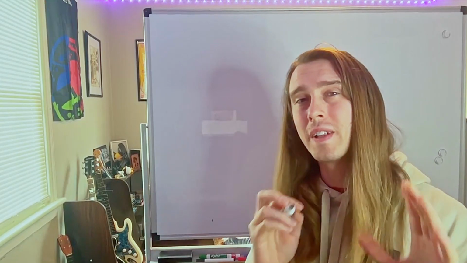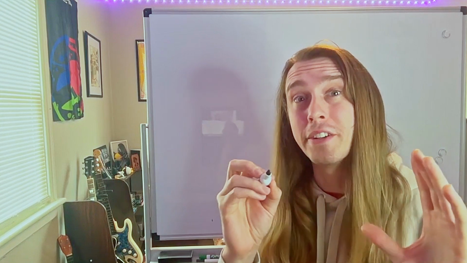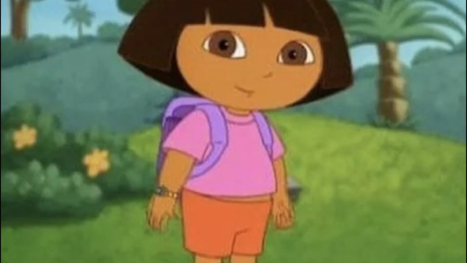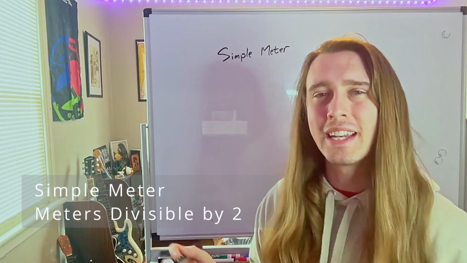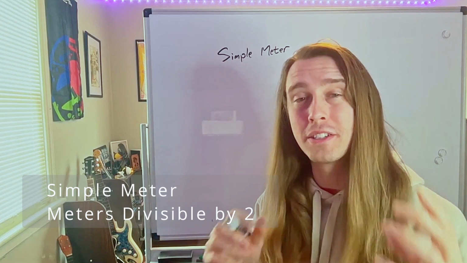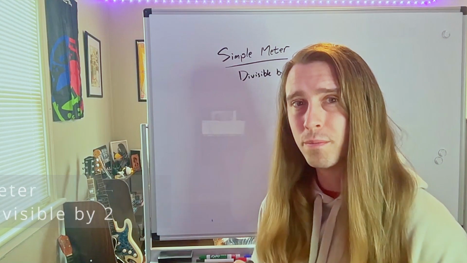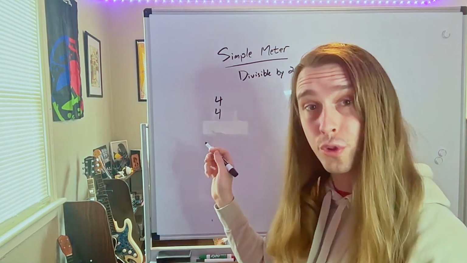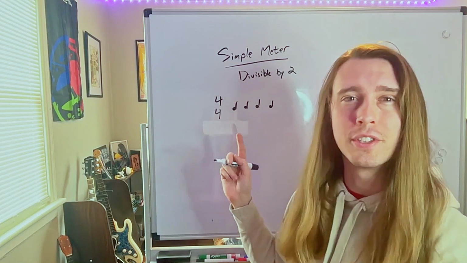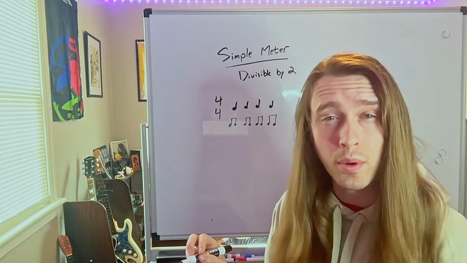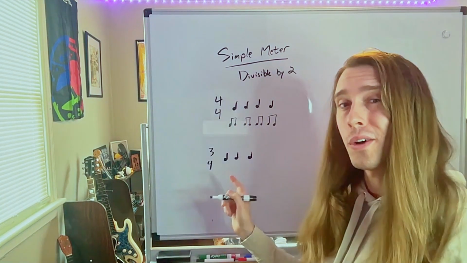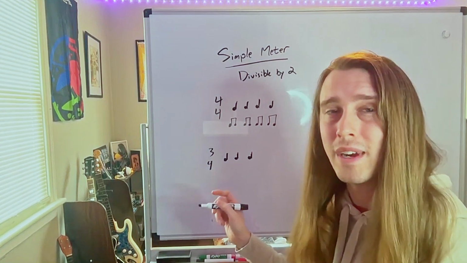All right, let's start. In the last lesson, we talked about simple meter. And simple meter was... That's right, anything where the beats can be divisible by 2 within the bar. In the case of 4/4, which is simple meter, we have 4 quarter notes, all of which can be broken up into 2 eighth notes each. And in 3/4, we have 3 quarter notes that can also be broken up into 2 eighth notes each.